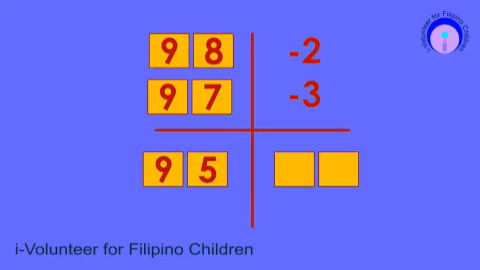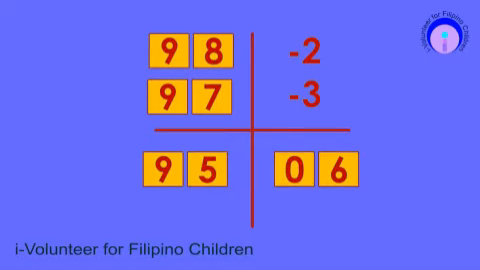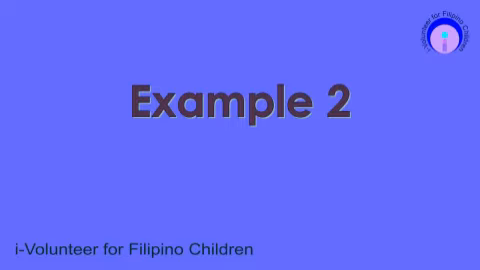2 times 3 is equal to 6. Therefore, 98 times 97 is equal to 9,506. Let's have another example.